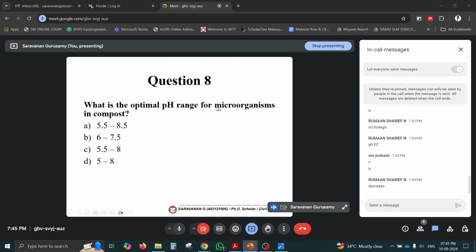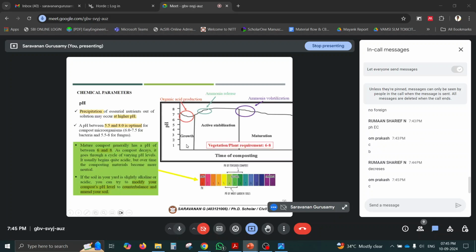Okay. What is the optimal pH range for microorganisms in the compost? That is again 5.5 to 8. Okay, so this we have already discussed.